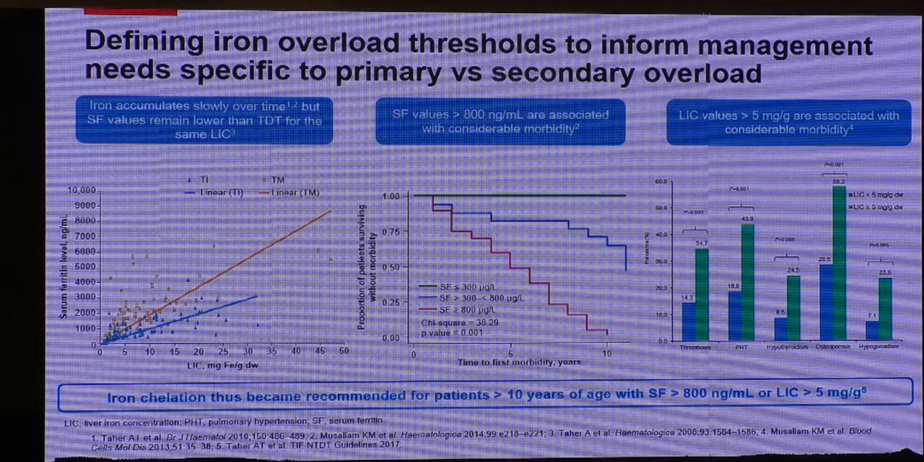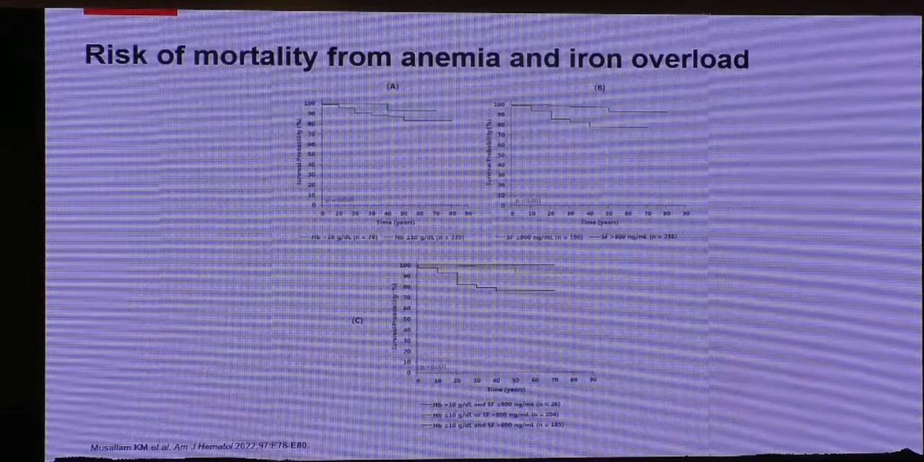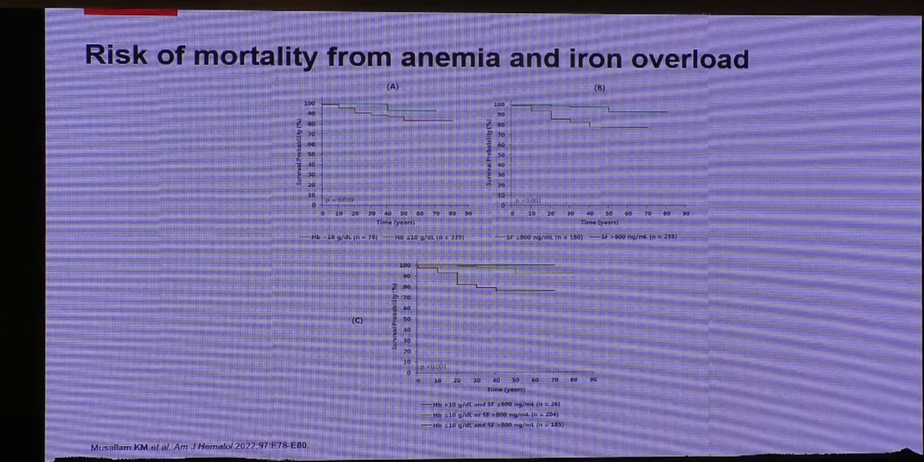So this became the recommendation to provide iron chelation to these patients above 800 compared to the 1,000 in TDT patients. And for the same thing for LIC, we identified the threshold of 5, so an LIC of 5 and above was linked to an increased morbidity burden in these patients, and translated into being the threshold we recommend iron chelation for these patients in the guidelines.